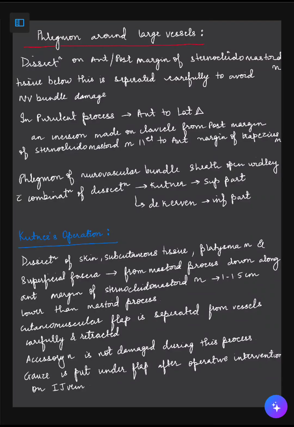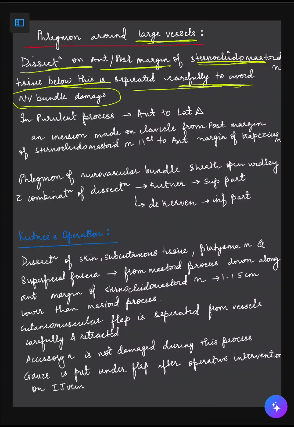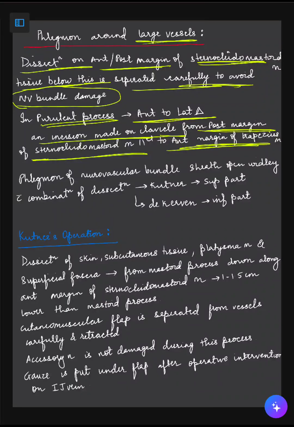Now, if there is phlegmon around large vessel, there is dissection on anterior and posterior margin of sternocleidomastoid muscle. Now, tissue below this is separated carefully to avoid neurovascular bundle damage. If there is a purulent process anterior to the lateral triangle, an incision is made on clavicle from posterior margin of sternocleidomastoid muscle parallel to the anterior margin of the trapezoid muscle. What is done?